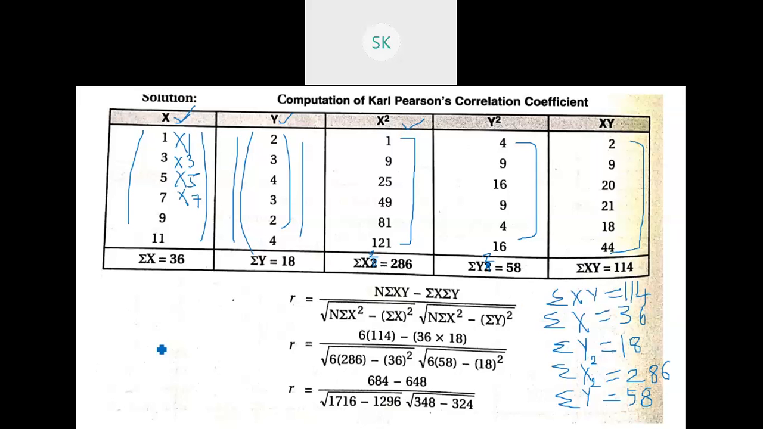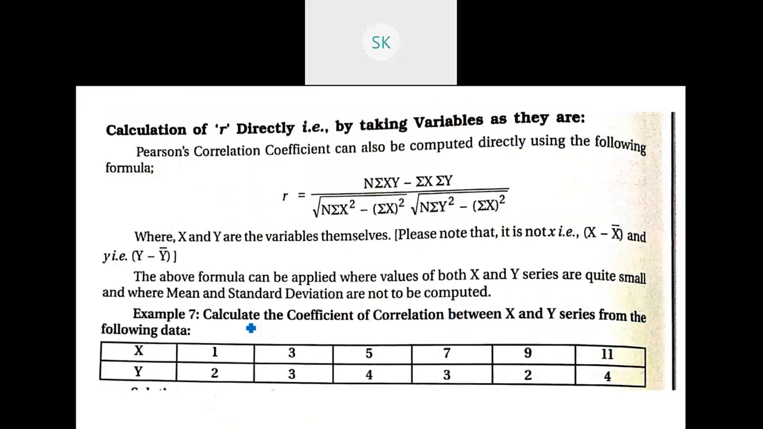Okay, so let's go on and solve the formula. R is equal to n into summation of xy minus summation x into summation y, whole divided by square root of n into summation x square minus summation x whole square. Again be careful here, don't get confused. Then again square root of n into summation y square minus summation y, whole square. There are some typing mistakes here, but this is y.